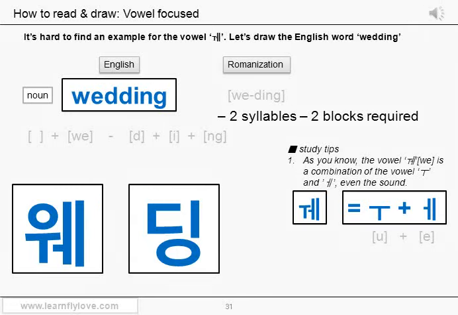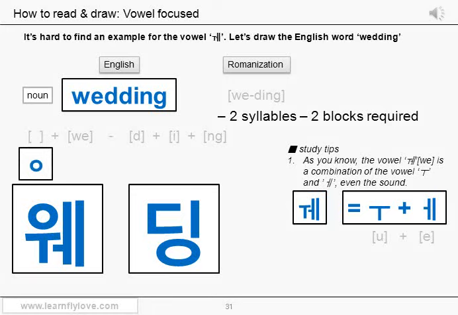Okay, what do we have here? Wedding. Check out the romanization and let's hear the sound first. Wedding. We can see this word borrows its sound directly from English. There is another Korean word for wedding, but maybe later. There is no alternative romanization. Then let's check out the Korean spelling.